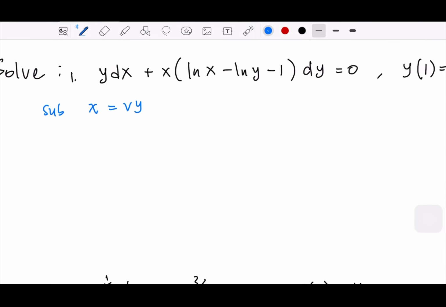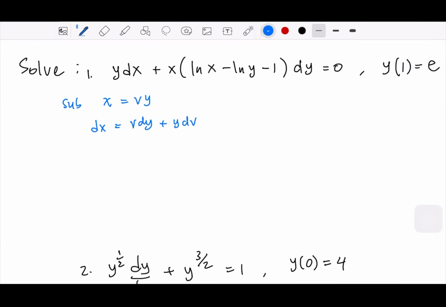Well, sometimes you can see both, and if there's no other choice, you need to check both substitutions. So if we check this, then dx is phi dy plus y d phi. So we are going to exchange all. So y phi dy plus y d phi plus phi y ln phi y minus ln y minus 1, and then dy.